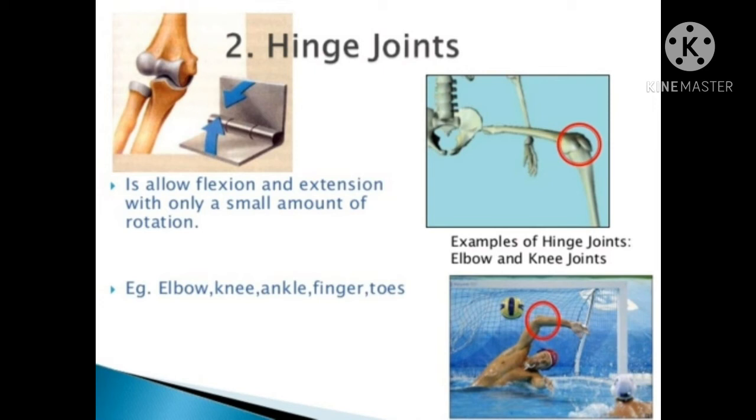Second type of movable joint is hinge joint. This allows flexion and extension with only a small amount of rotation. This joint allows back and forth movement in one direction only, and they work just like the hinges on doors and windows. Our knee and elbow joints are examples of hinge joint. Hinge joints are also present in the ankle, fingers and toes.